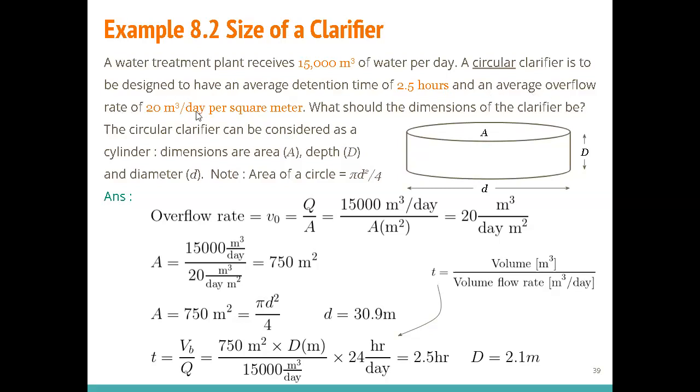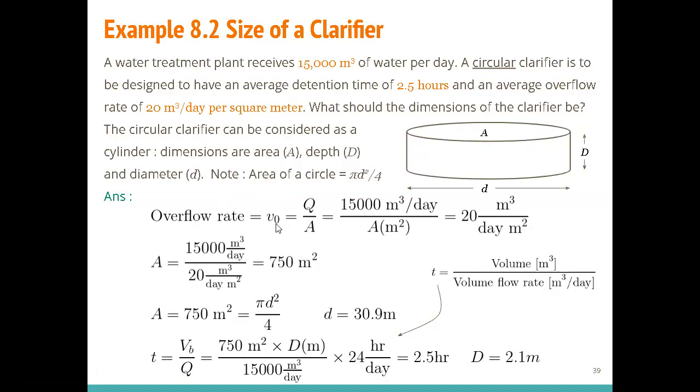And the average overflow rate, the V0 overflow rate, is 20 cubic meter per day per square meter. So overflow rate is given to you. What should be the dimension? This is very important, right? Before you build the water treatment plant, you have to know how much water it is treating every day, just like what you have done in the homework, in assignment 1.